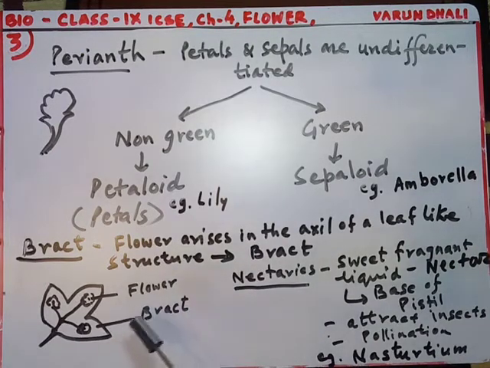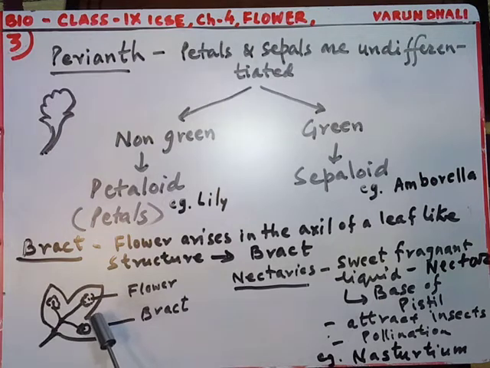One more case we can take, sometimes a flower may arise in the axil. This part is axil, this part is axil, this part is axil. Sometimes a flower arises in the axil of a leaf-like structure. Then we call that leaf-like structure a bract. So these are flowers, and these are the leaf-like structures, which are called bracts.